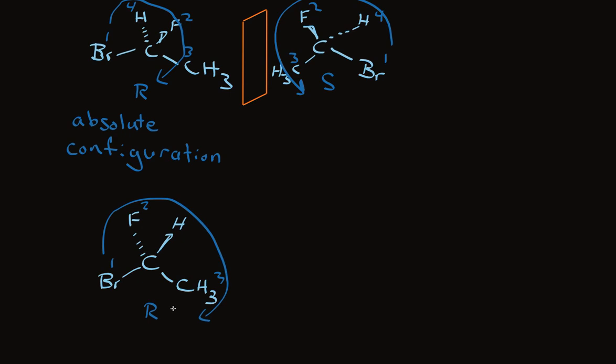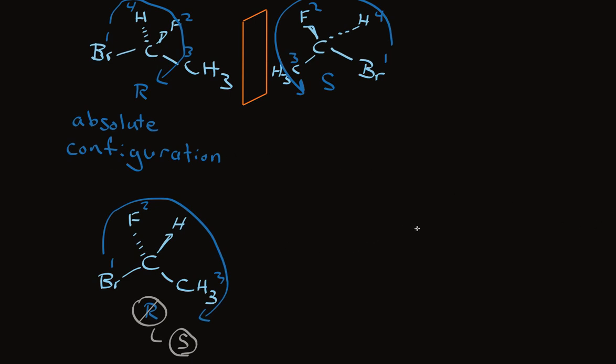But we know that the hydrogen should be back. It's toward us. We need to change this. If the lowest priority group is toward us, the assignment will be incorrect, and the correct assignment must be the opposite. It's an S. What if we had this molecule and it was written in a very different way?